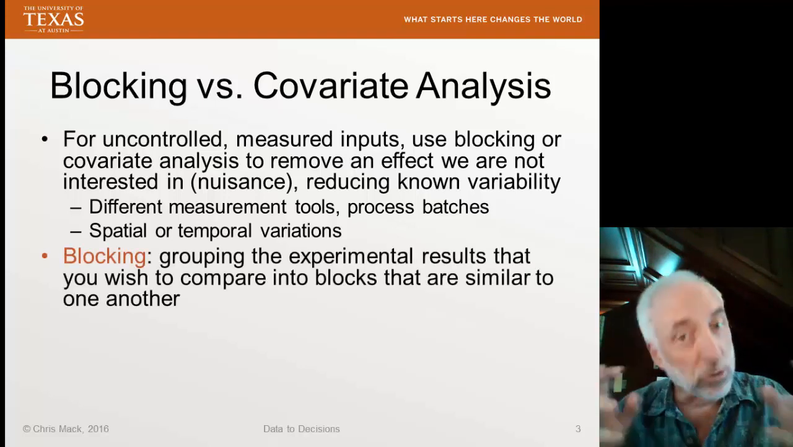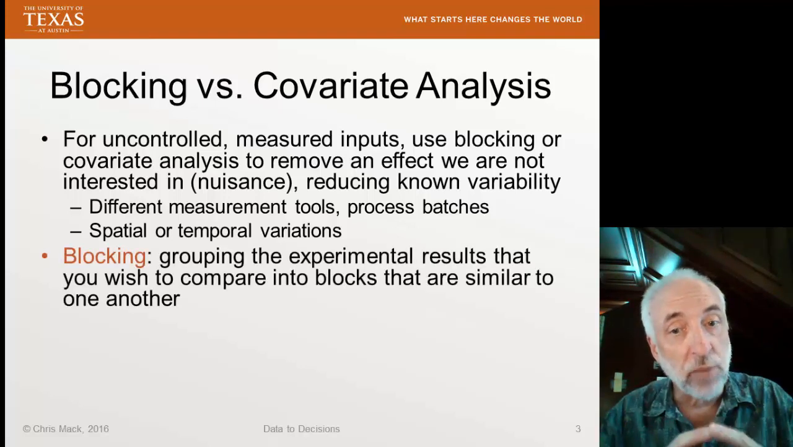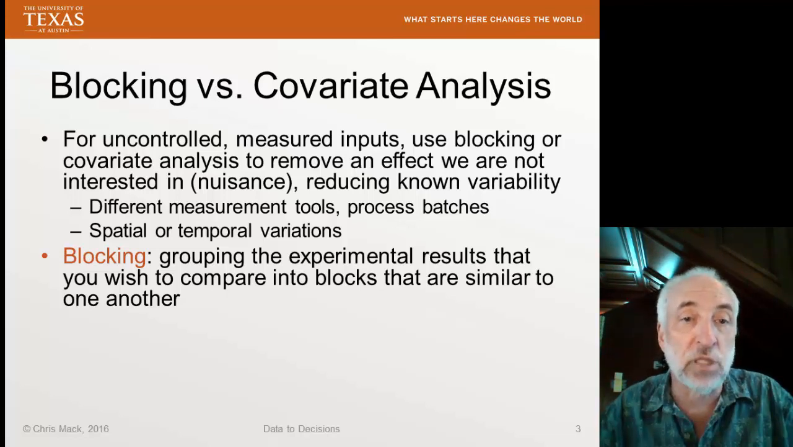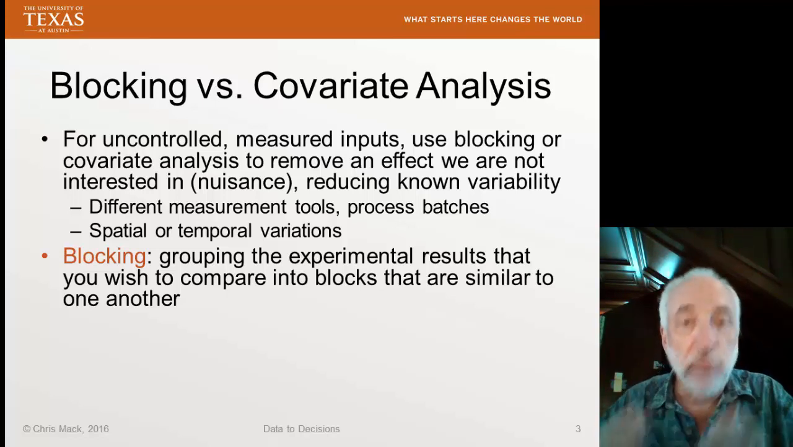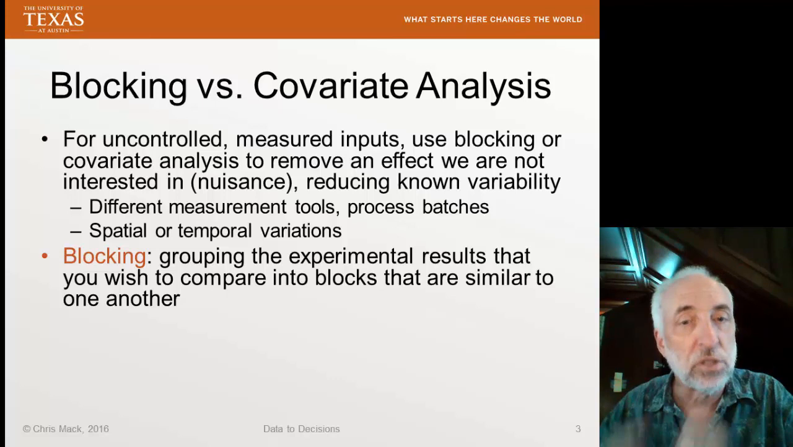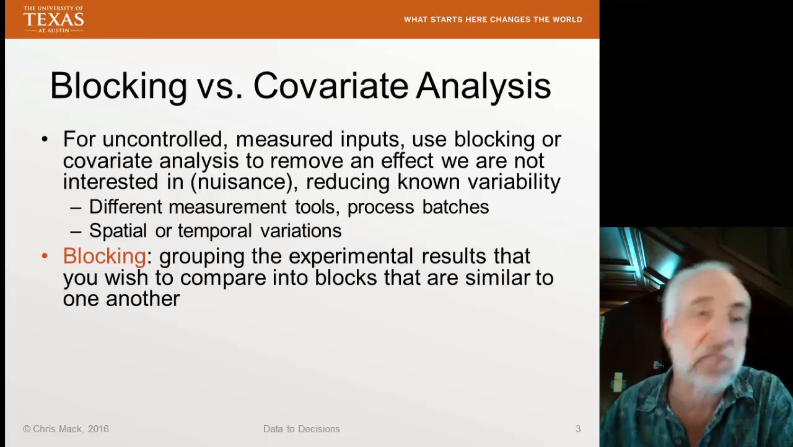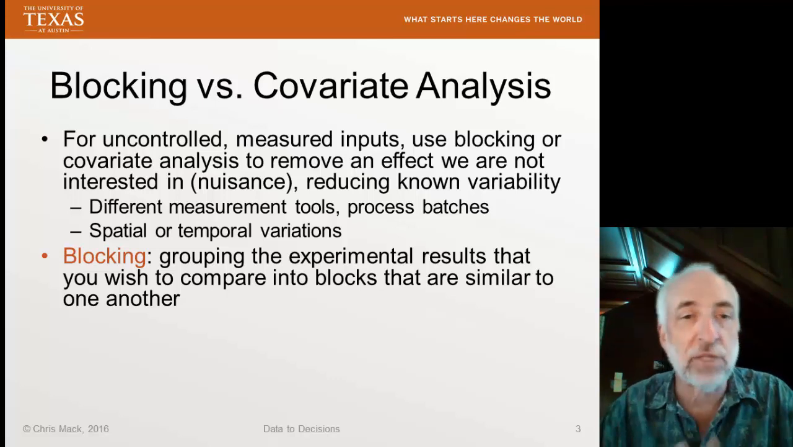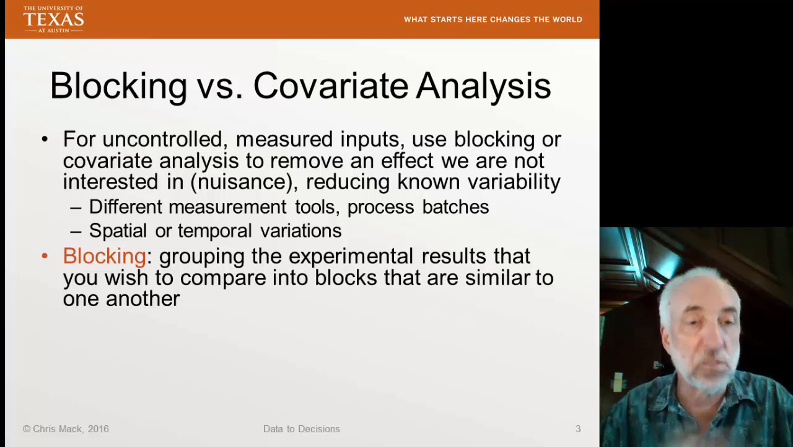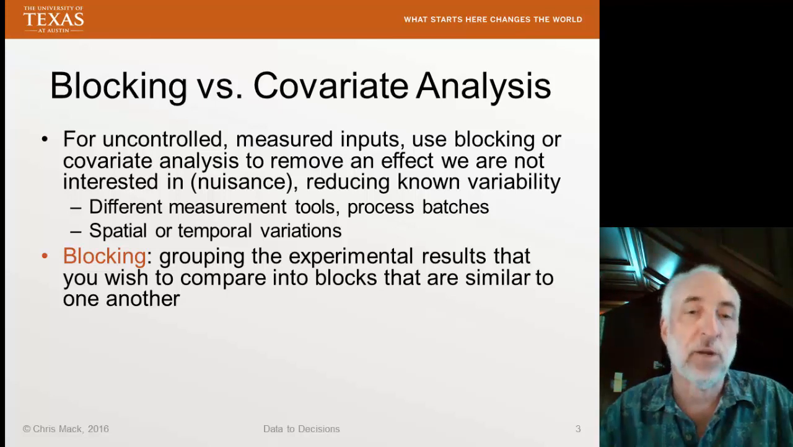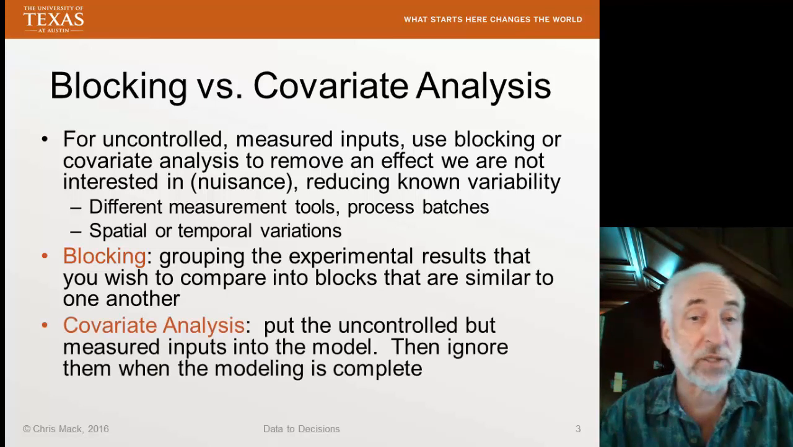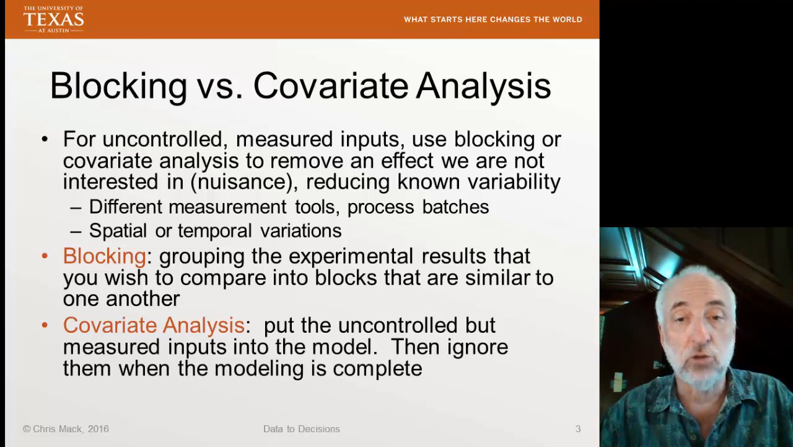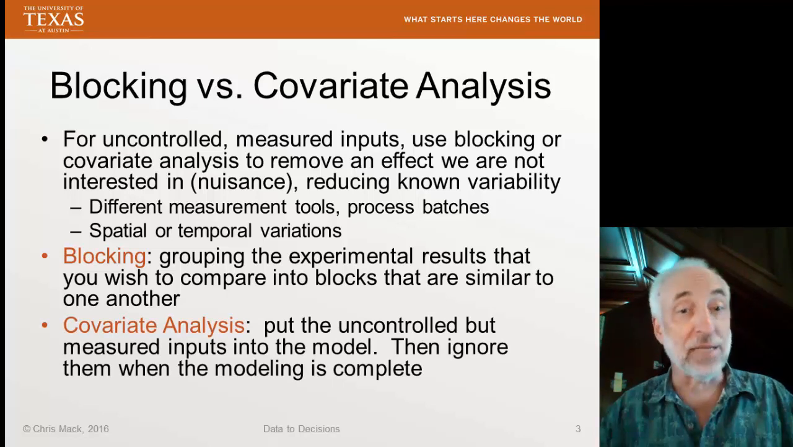Blocking does this by grouping the experimental results that you wish to compare into blocks that are similar to one another. So when I want to compare two results, let me make those two results on the same measurement tool. When I want to compare two results, let me put those specific two results in the same process batch, or put them close together in time, or in the same space of my spatially varying experiment, for example. That's blocking. Covariate analysis, on the other hand, takes my uncontrolled and measured input and sticks it in the model.